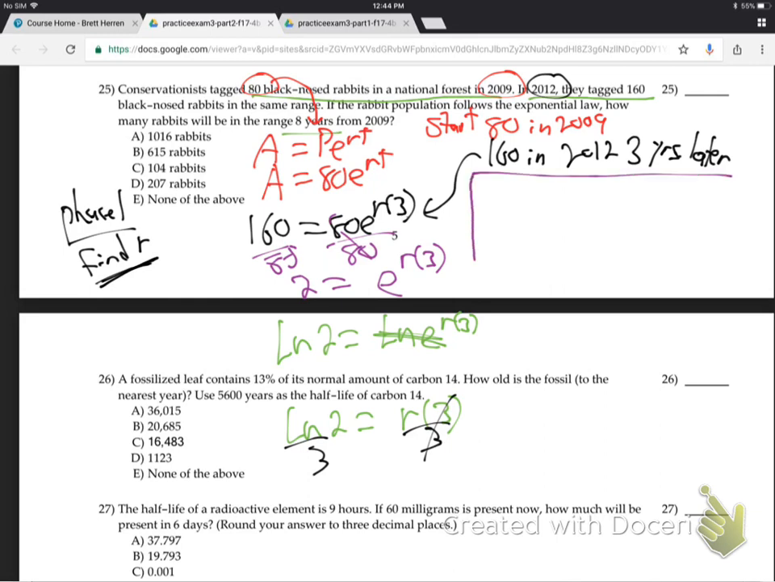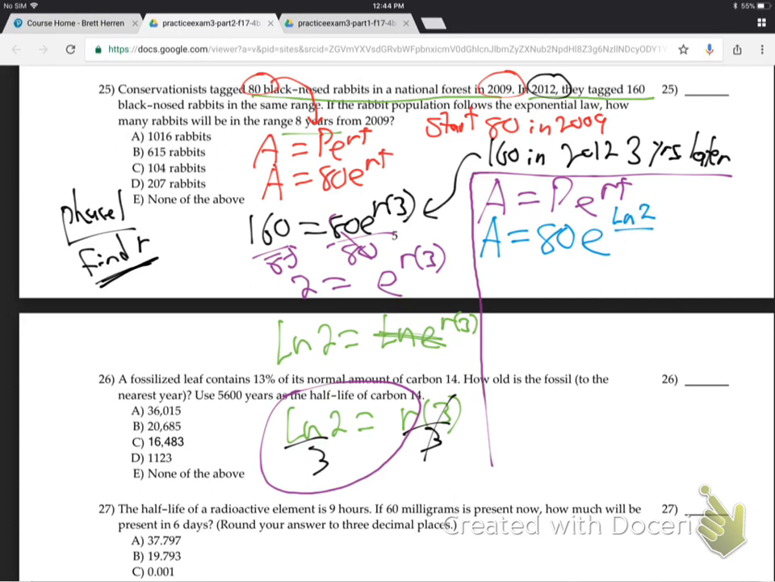Now, coming up here for phase 2. So R is ln 2 over 3. So go back to the PERT formula. This time, put in, again, P is 80. R, I now know, is ln 2 over 3, times t. I'm running out of room, so I'm going to make this a little better. Is that good? Last thing. Now I'm ready to finish the problem.